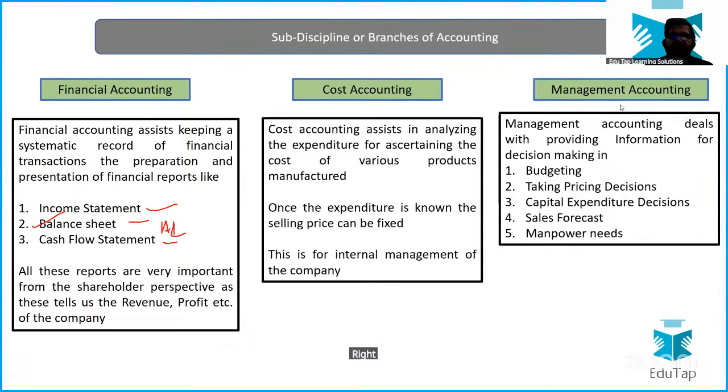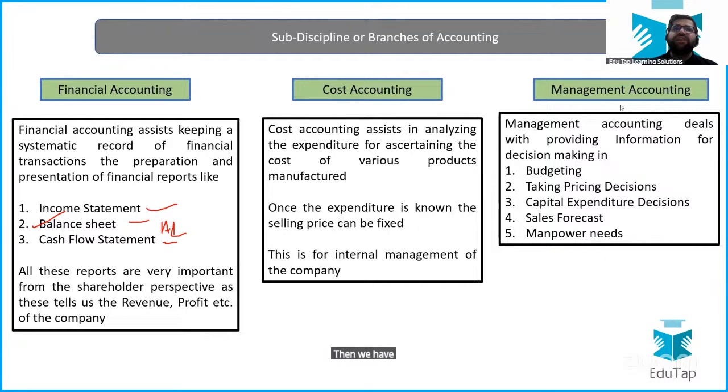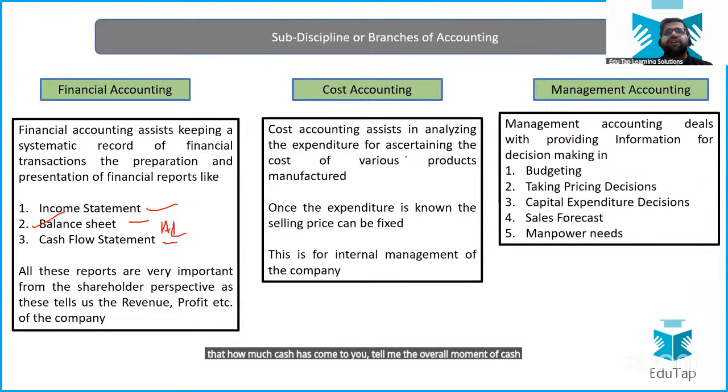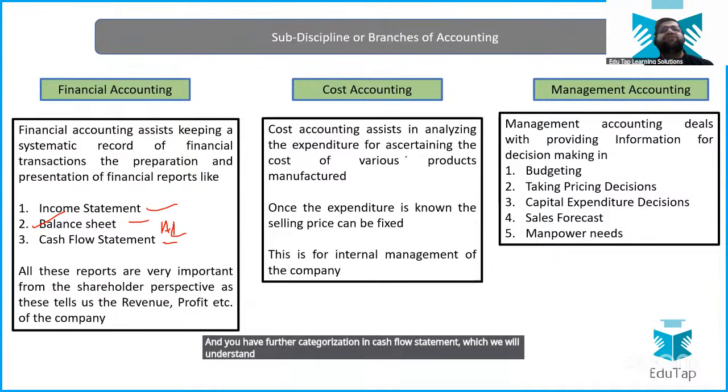Right? So balance sheet, income statement, I have told you. More about asset and liability, we will understand a bit later. Then we have the cash flow statement. Cash flow statement will basically tell you the incoming and outgoing of cash. Today, if I want to ask Reliance how much cash has come to you, tell me the overall movement of cash, Reliance will say, sir, take a look at our cash flow statement, which we have prepared for you. So cash flow statement is only talking about cash, cash and cash. And you have further categorization in cash flow statement, which we will understand in the cash flow classes.